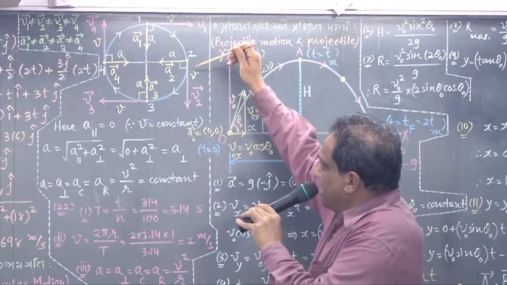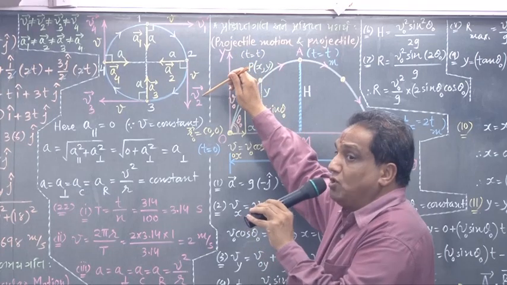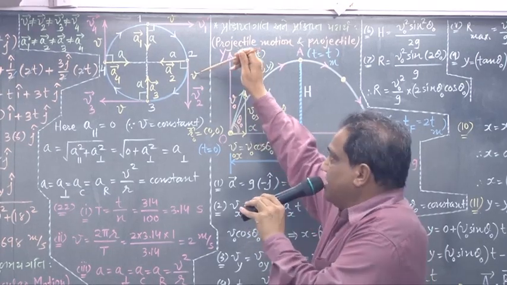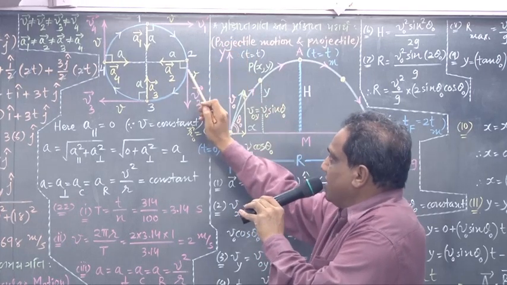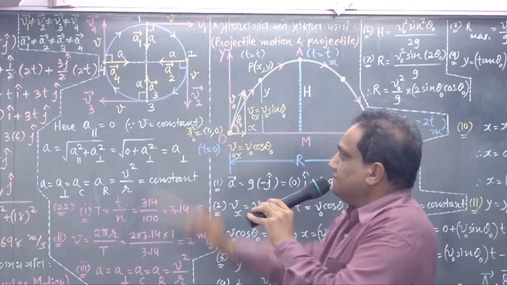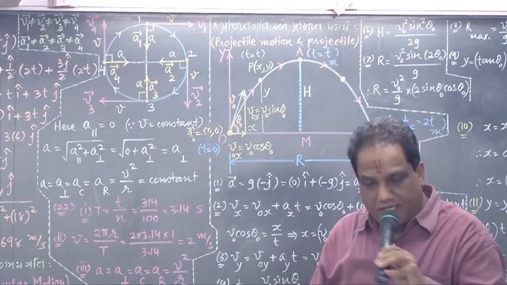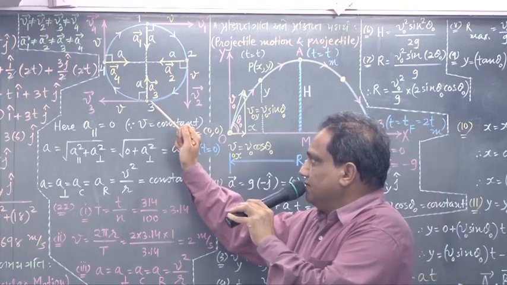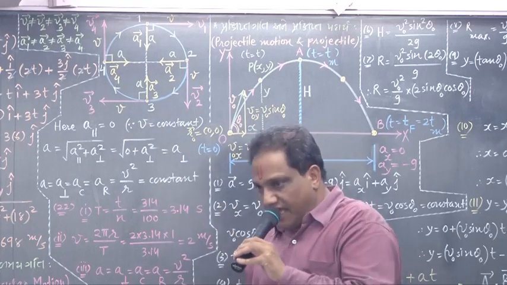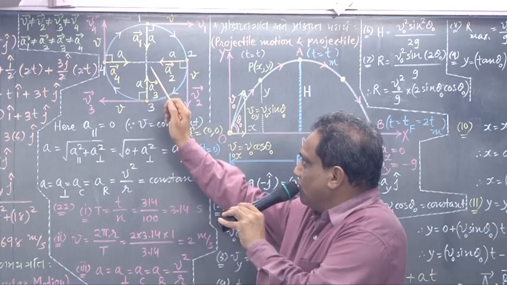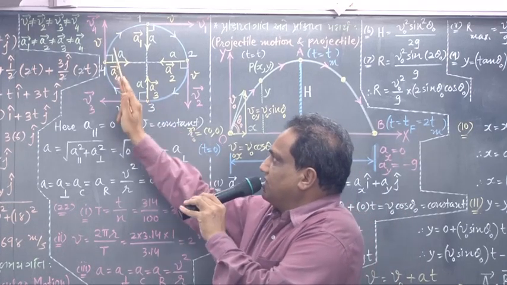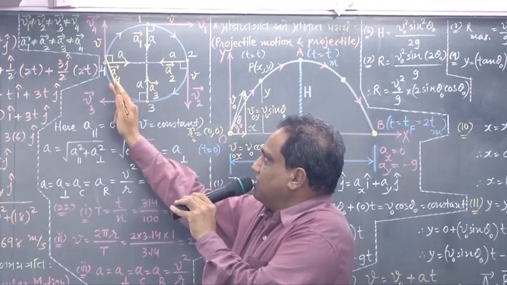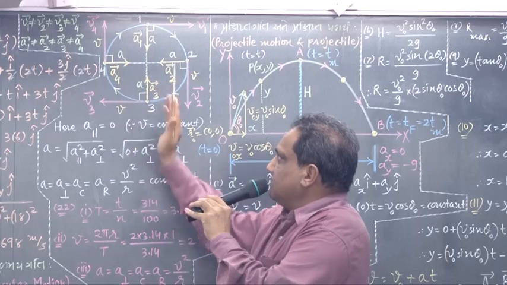Let it come to point 2. At point 2, the direction of instantaneous velocity, let it be vector v2, is in the direction of tangent, which is always perpendicular to radius. At point number 3, again in the direction of tangent, perpendicular to this radius. Again at point number 4, vector v4 is along the tangent, perpendicular to this radius.